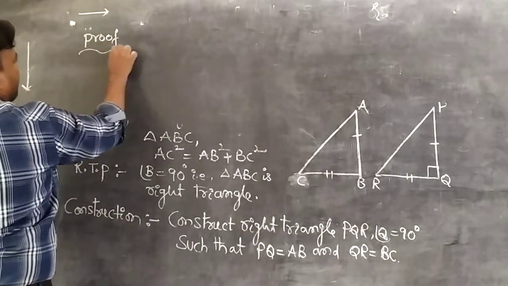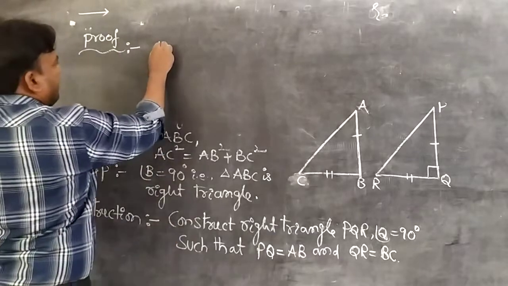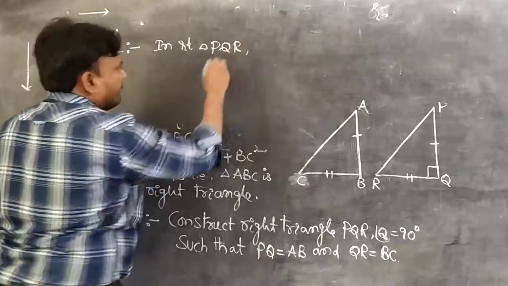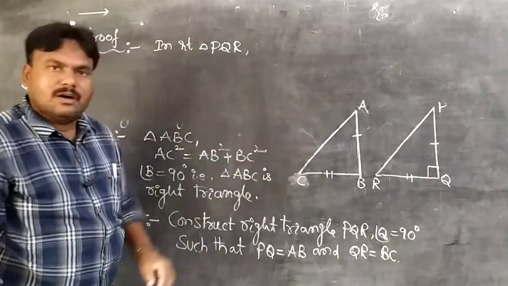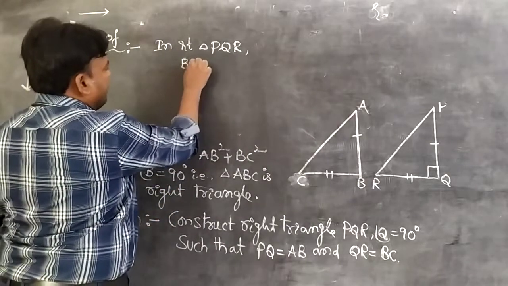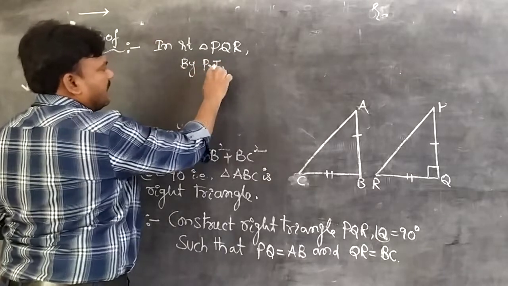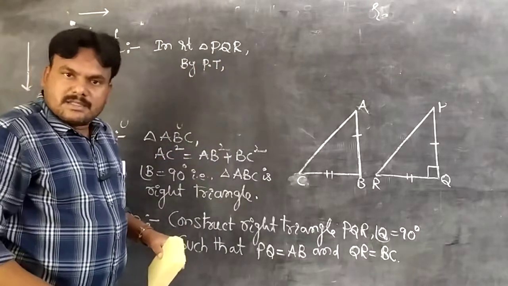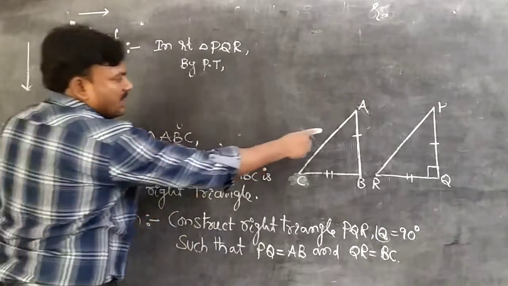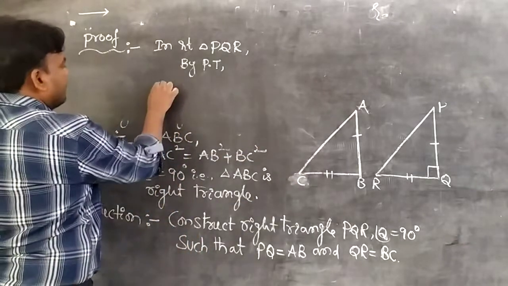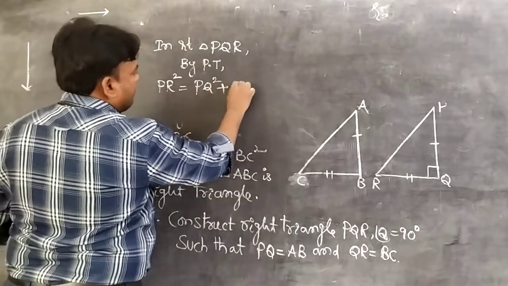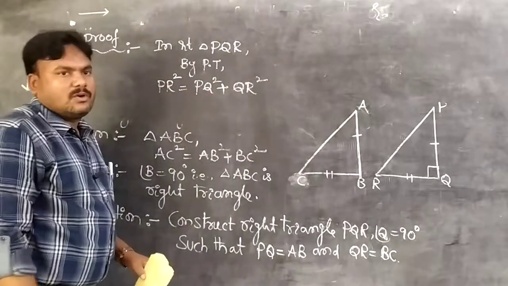Proof. In right triangle PQR, we know the Pythagoras theorem. Or simply we can express it by PT, but in examination we should write Pythagoras theorem. Students, don't write PT, it is a wrong method. So by Pythagoras theorem, which is the hypotenuse? PR is the hypotenuse. Then PR square equals PQ square plus QR square.